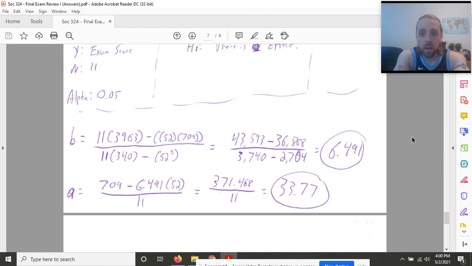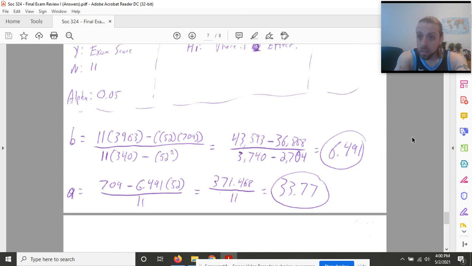And as for that y-intercept, 709 minus 6.491 times 52 over 11. I do the slope coefficient first because I need that to calculate the y-intercept. And this comes out to 33.77. So how do I interpret that? Well, when hours studied on exam equals 0, the score is expected to be 33.77.